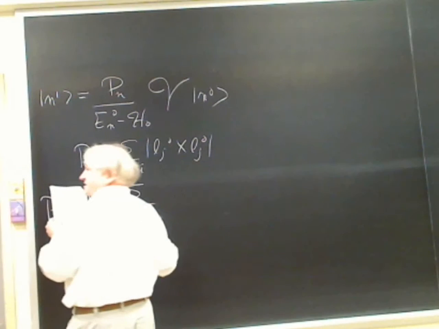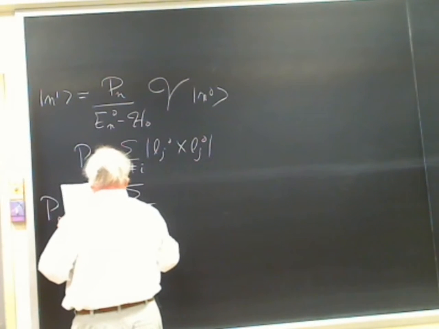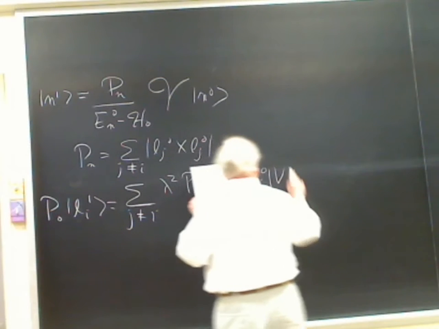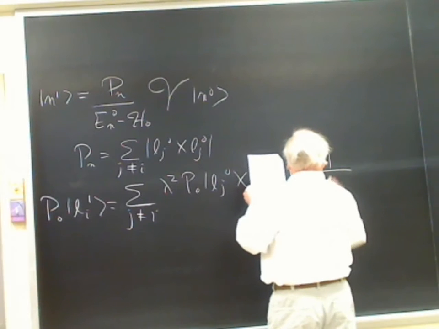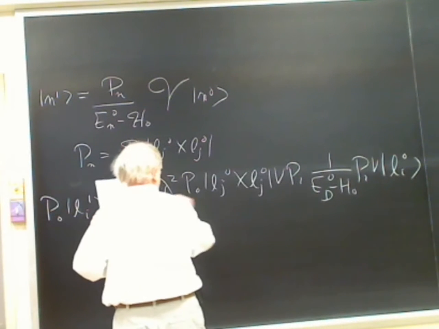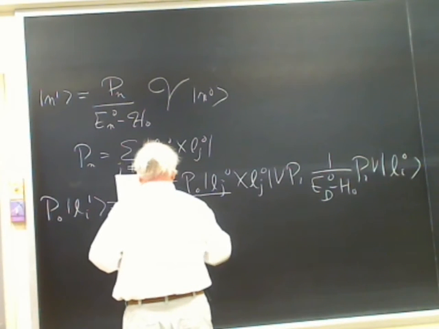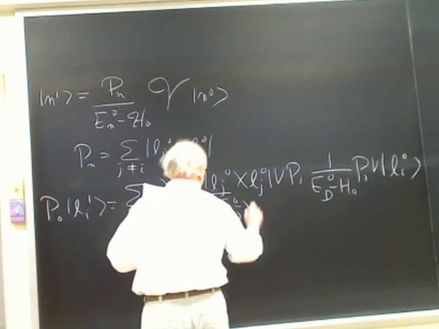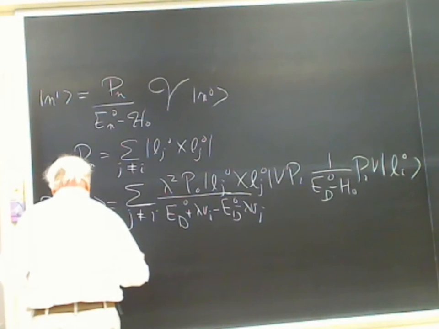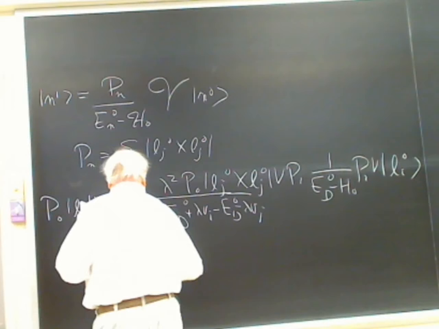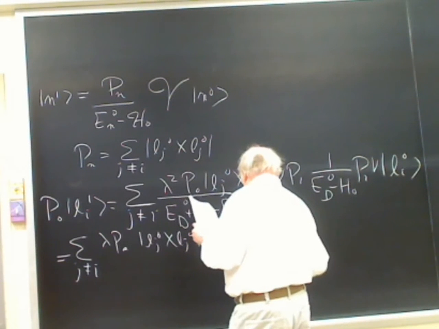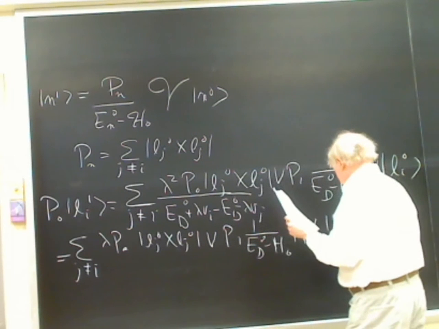using this expression, is the sum, oh my goodness, we're out of time, J not equal to I, lambda squared P0 Lj0 Lj0 V P1 1 over Ed0 minus H0 P1V Li0. Right, so this is the sum over k not equal to I of lambda P0 Lj0 Lj0 V P1 1 over Ed0 minus H0 P1V Li0.